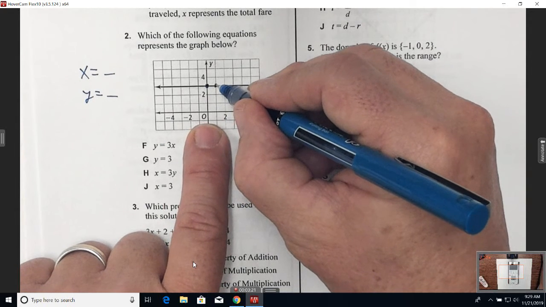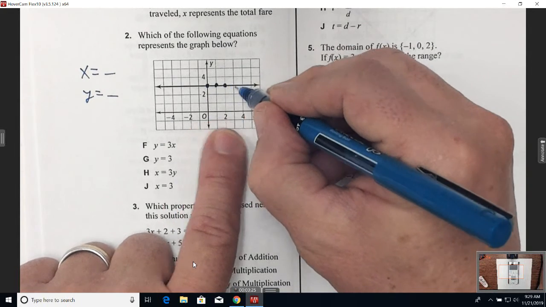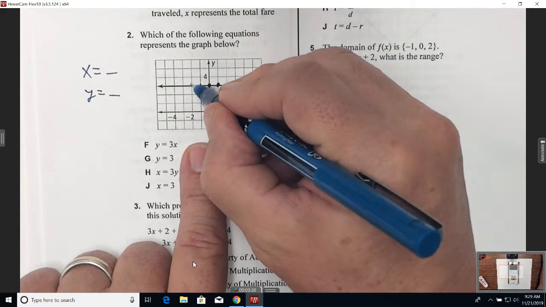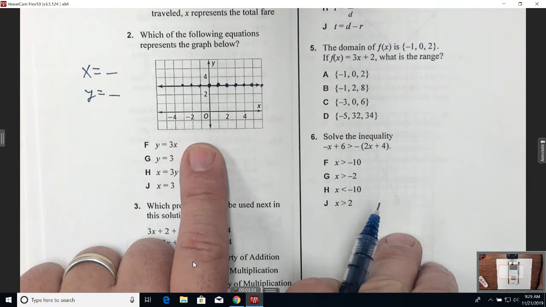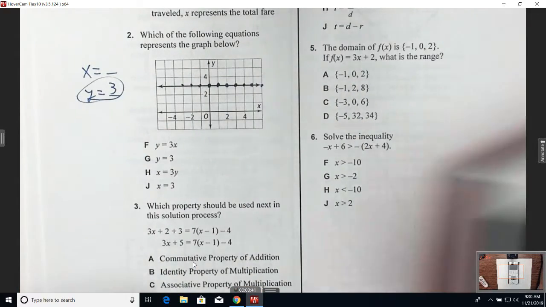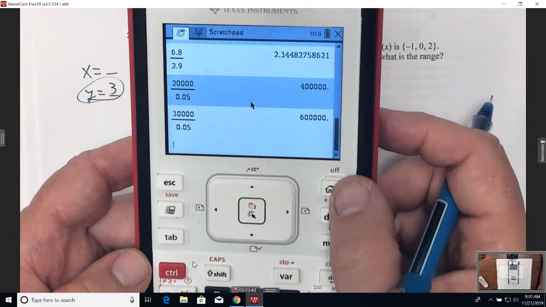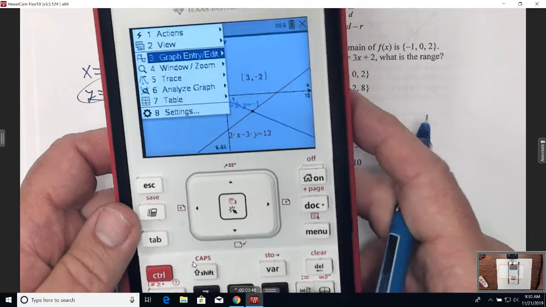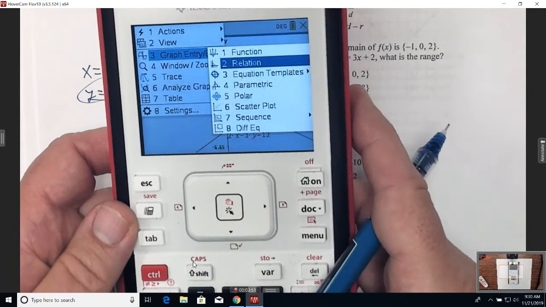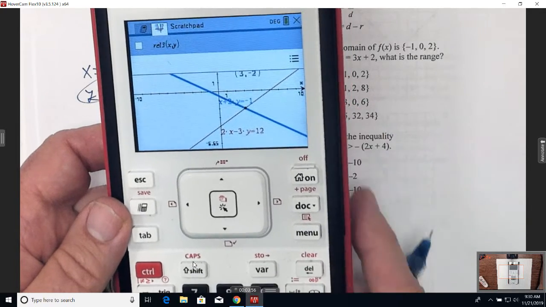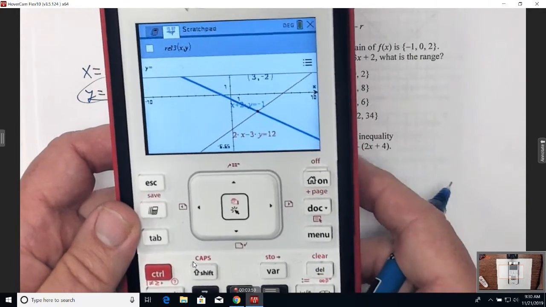3 here. This point is at 1, 3, 2, 3, 3, 3, 4, 3, 5, 3, 6, 3, negative 1, 3, negative 2, 3. What is y always equal in every point that I put on that graph? Y is equal to 3. Now, if you want to verify that, what's great about your calculator is I could just go to the graph, go to menu, graph edit entry, and graph a relation. The relation I want to graph just to check this is y is equal to 3, to see is it really a horizontal line.